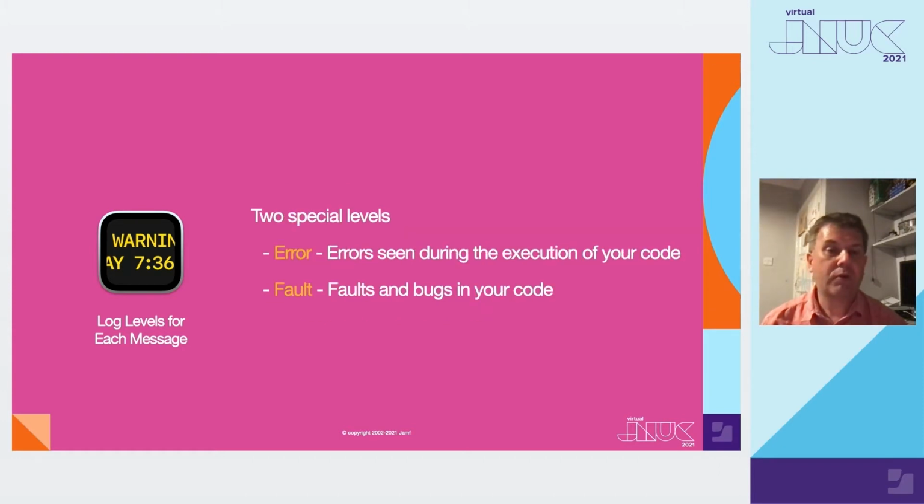And then there are two special ones: error and fault. Error is used to log errors that happen during execution of your code or the developer's application. And fault is where something has really gone bad, like for instance a bug in your application. So we have five log levels, three basic and two special.